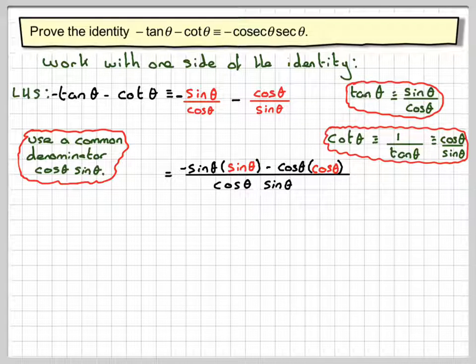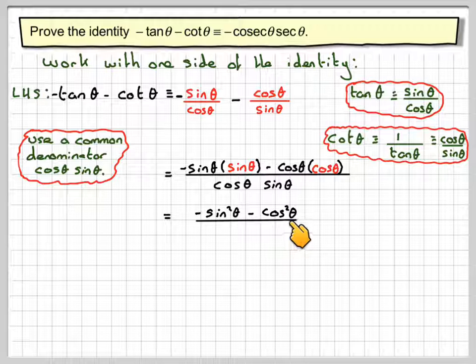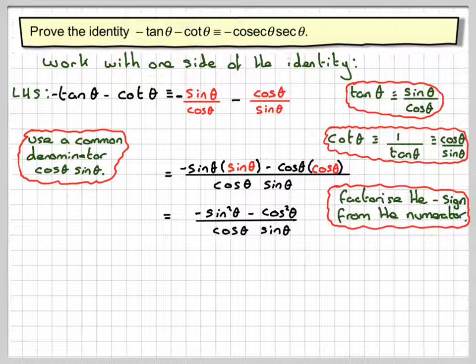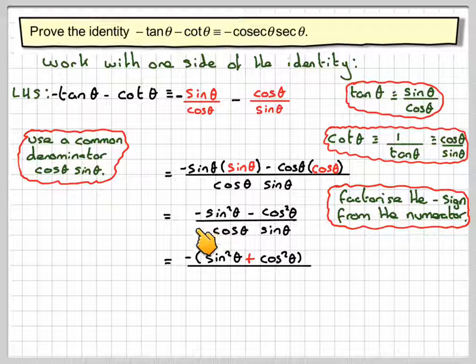Right, minus sine theta times sine theta is minus sine squared theta. Minus cos theta times cos theta is minus cos squared theta. On the bottom we've got cos theta sine theta. Right, if we take out a common factor, the minus sign, the numerator now becomes minus bracket sine squared theta plus cos squared theta. If you're not sure, just take the minus sign back in to get minus sine squared theta and minus times the plus is minus cos squared theta, over cos theta sine theta.